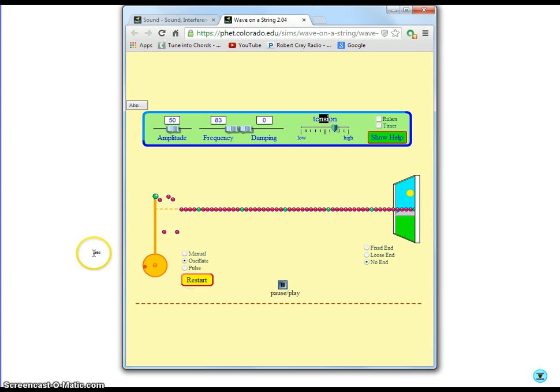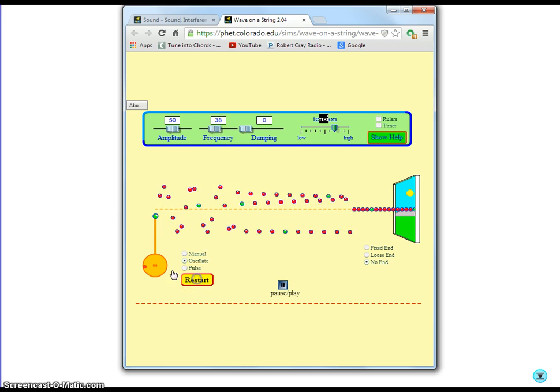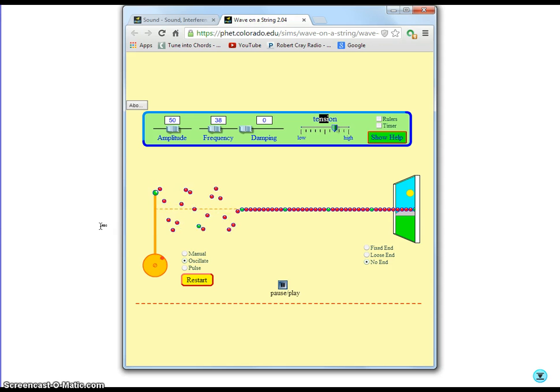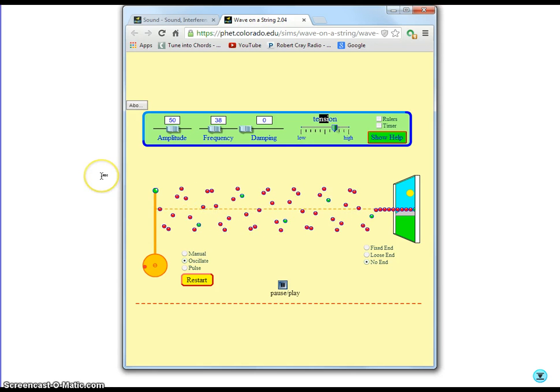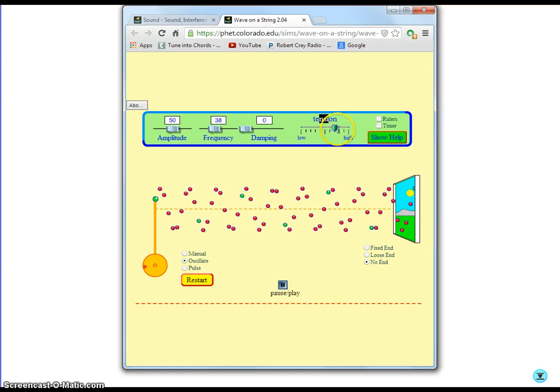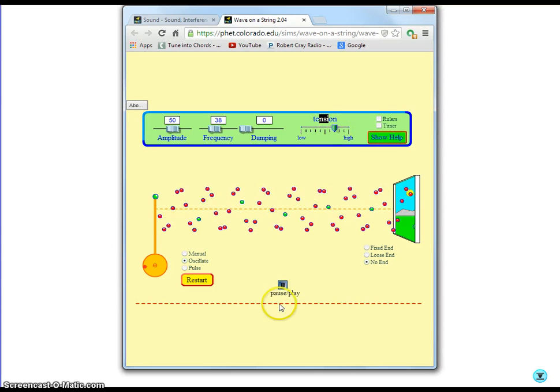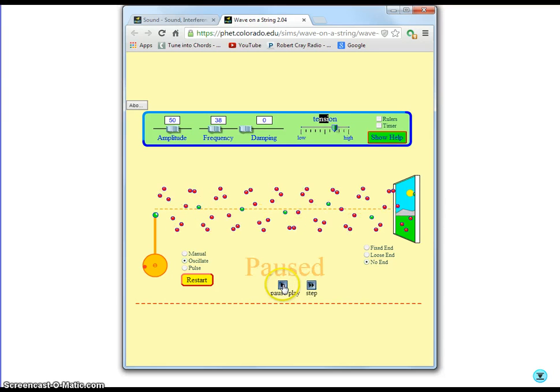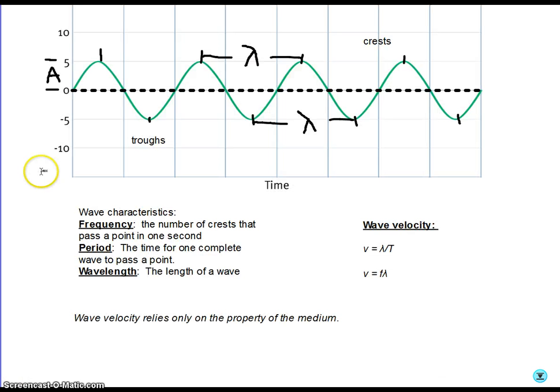but different than before. And let me change this. So the tension's not as great, so the wave's not going to travel as fast. I know it's kind of hard to see, but by changing the tension, you're changing the properties of the medium, and therefore changing the speed. So what you need to remember here is that the wave speed does not depend on the frequency, it does not depend on the wavelength, it only depends on the properties of the medium.